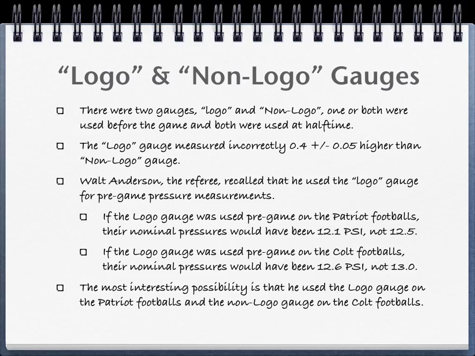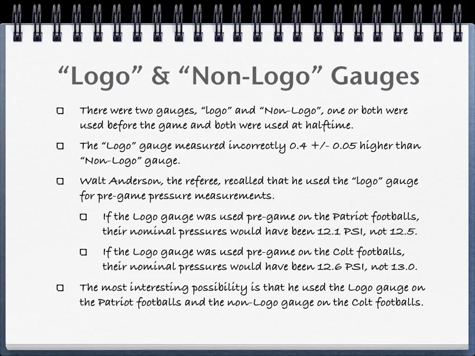If the logo gauge was used for pregame measurement of the Patriot footballs, their nominal pressures would have been 12.1 psi, not 12.5. If the logo gauge had been used pregame on the Colt footballs, the nominal pressures would have been 12.6 psi, not 13.0.